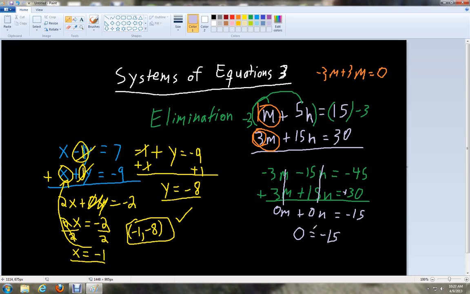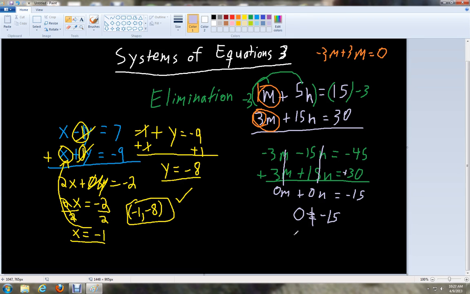And it looks like we get an equation that's false, right? Or this is a contradiction. So 0 does not equal negative 15, because they're two different numbers. So whenever that happens, whenever you get one side not equal to the other, you're going to say that the system has no solution.